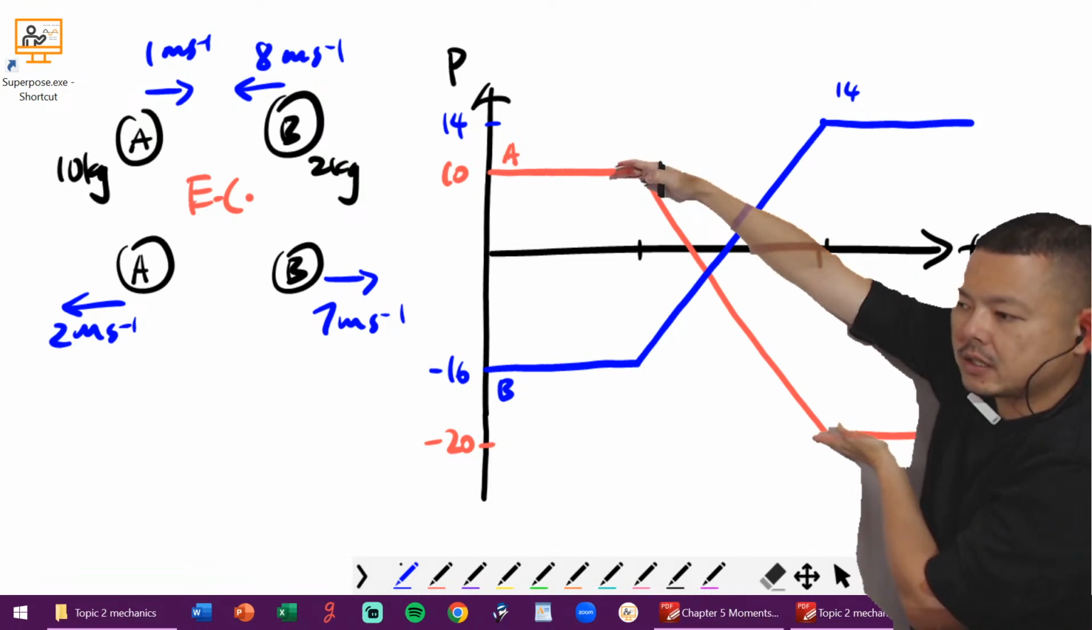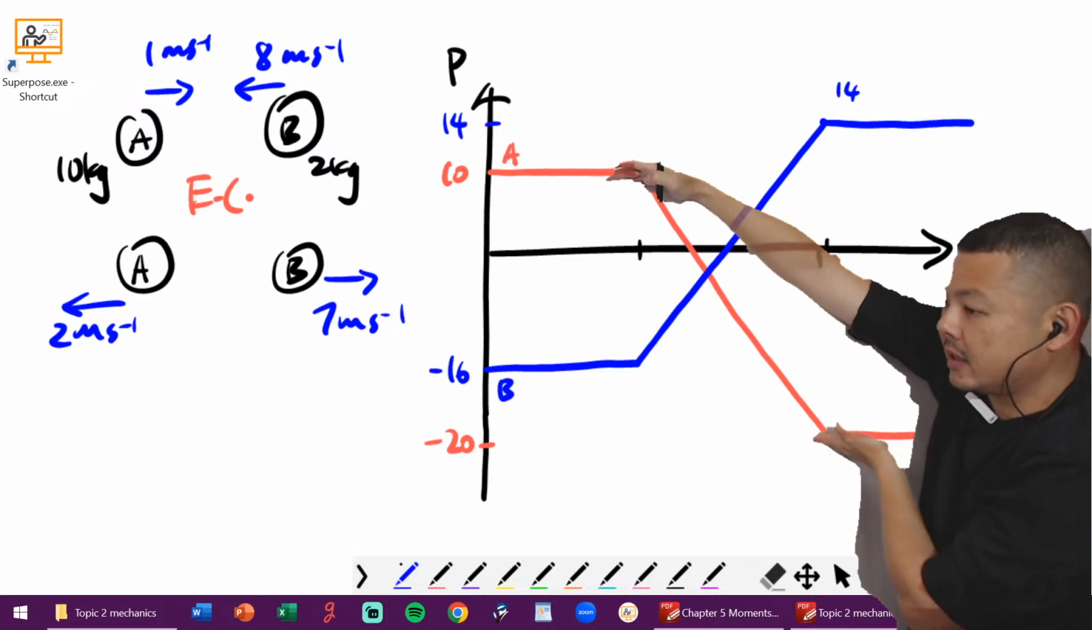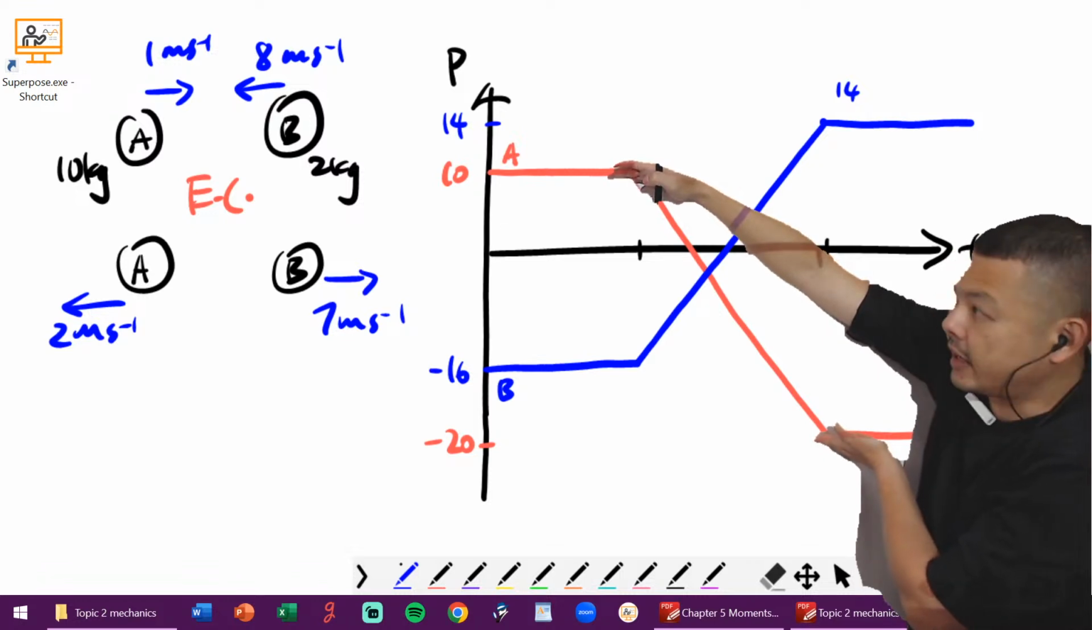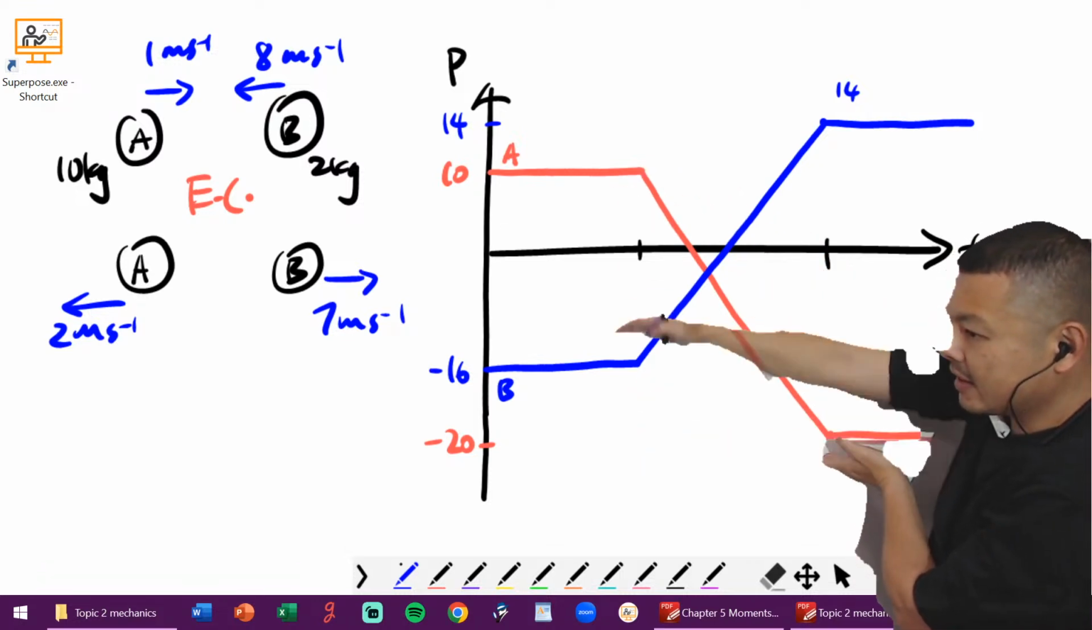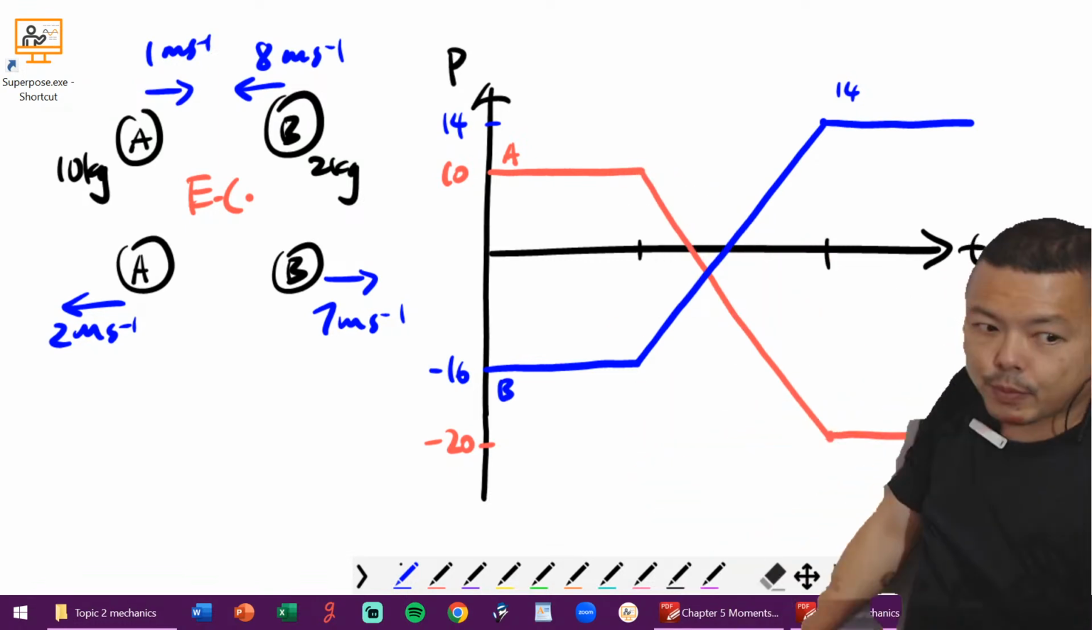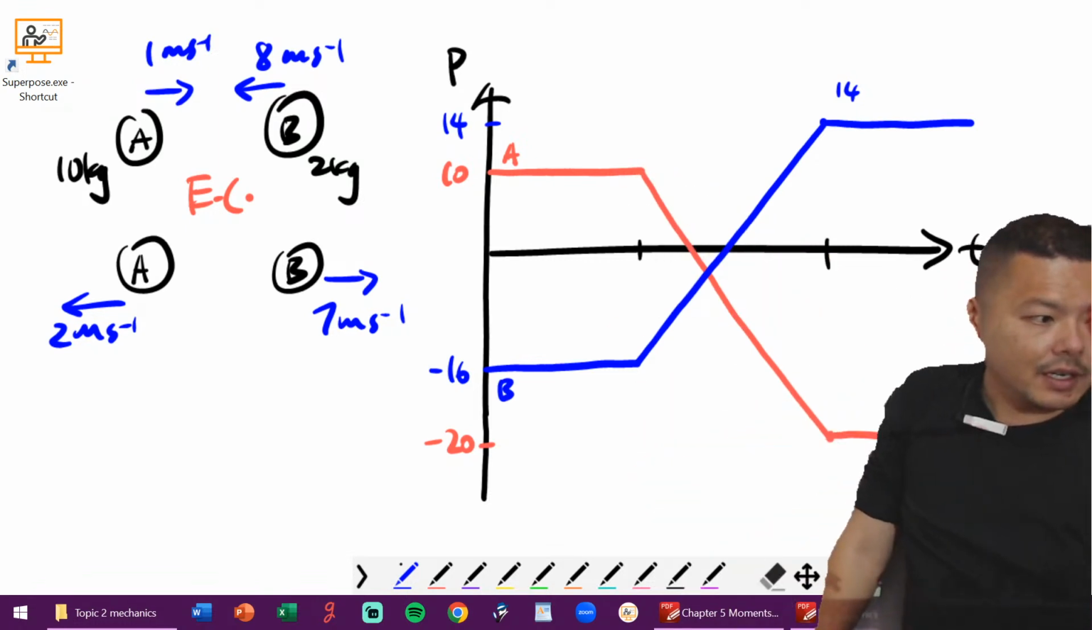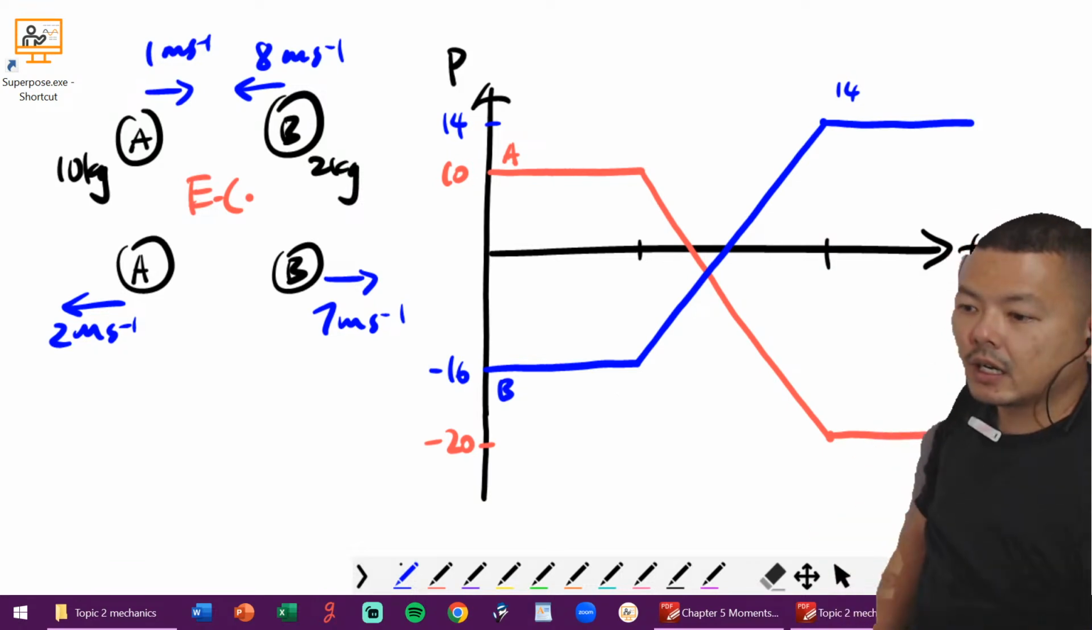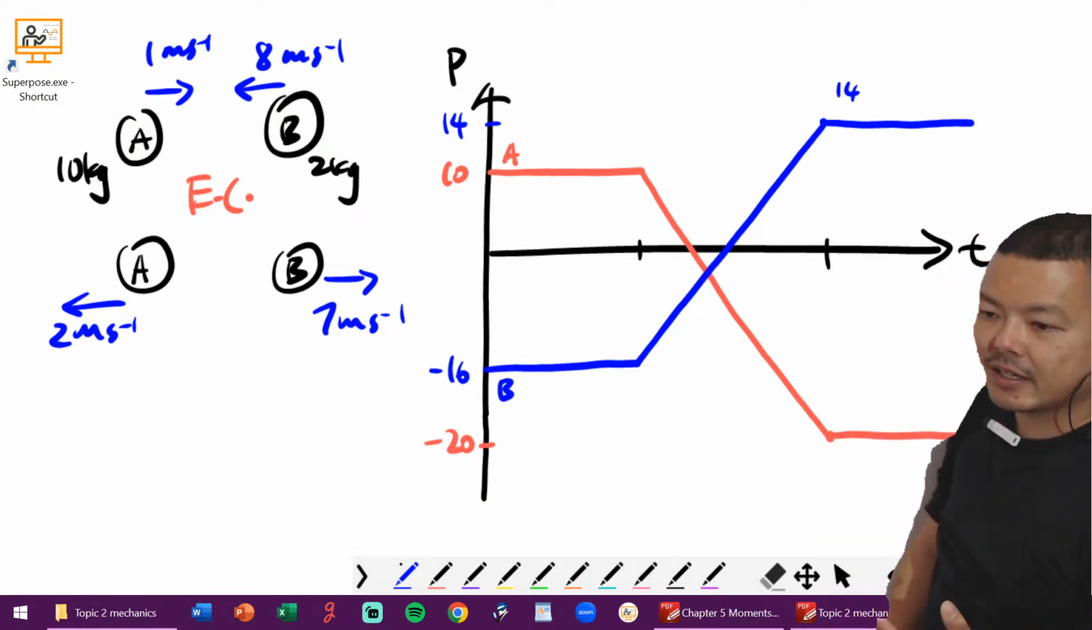How much? Minus 30, right? Ian, what's the change in momentum of A? Right, so A loses 30 units of momentum. How much does B gain? Has to be 30, right?